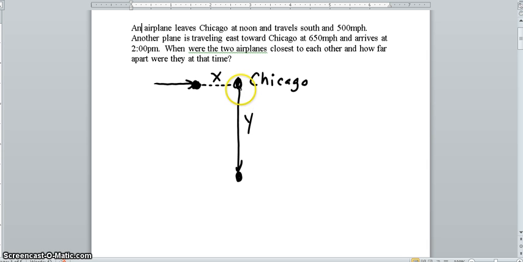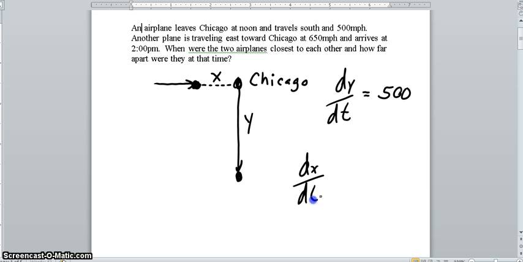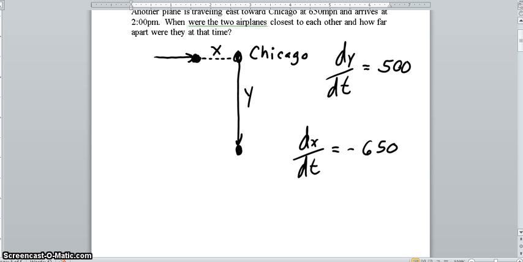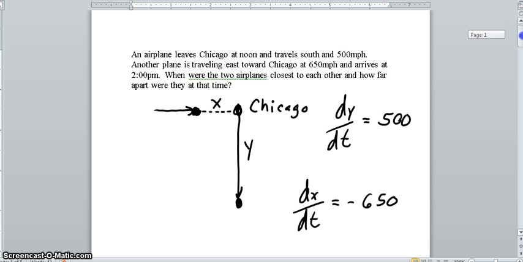Right, so we could say the distance that the first plane is traveling away from Chicago is increasing at 500 miles per hour. And the distance that the second plane is away from Chicago, x, is decreasing at 650 miles per hour. So that's negative. And of course our question is, when are these two planes the closest?